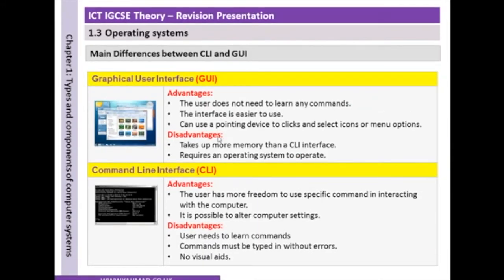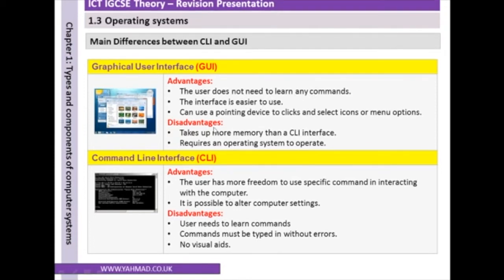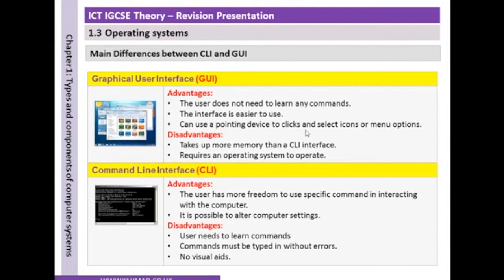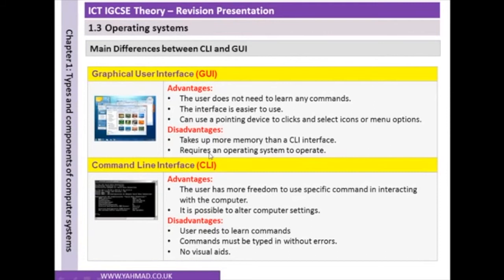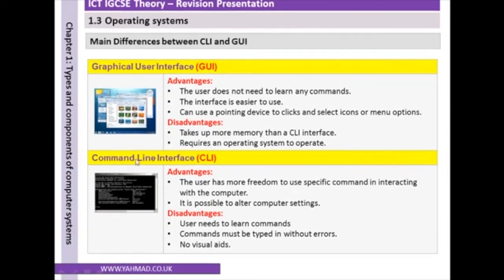So let's look at the advantages and disadvantages of both types of interface, so graphical user interface and command line interface. So the advantage of the graphical user interface is the user does not need to learn any commands. The interface is easier to use compared to the CLI. You can use a pointing device to click and select icons or menu options. The disadvantage is it takes up more memory and more storage space than a CLI interface. Requires an operating system to operate.